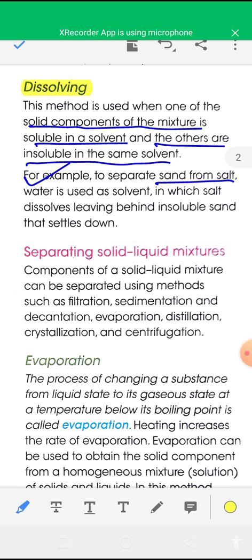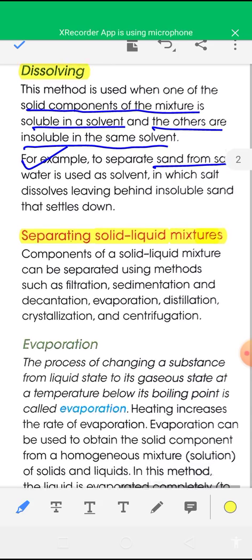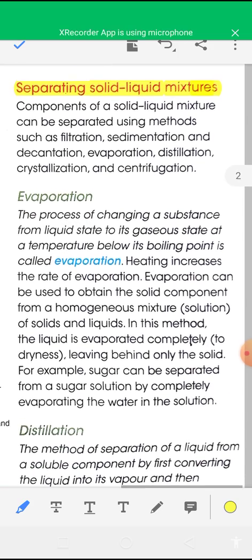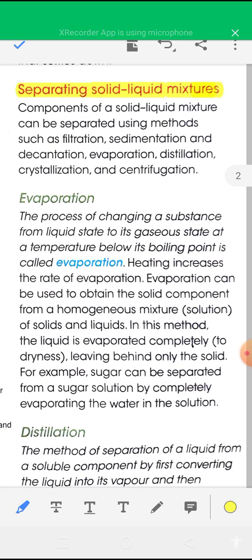Now see next type of separation, separating solid liquid mixture. Some methods of separating solid liquid mixture are evaporation, distillation, crystallization, centrifugation, filtration, sedimentation, decantation. All these are some methods of separating components of a solid liquid mixture. So first method is evaporation.